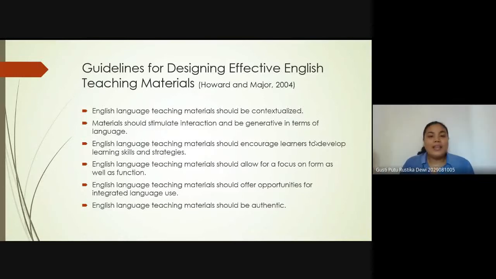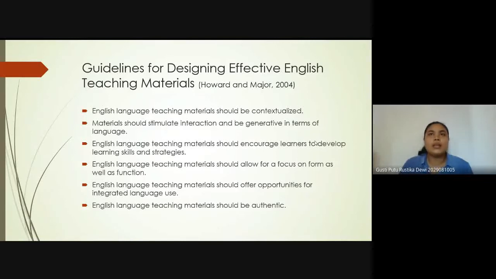The fifth guideline is that teaching material should offer opportunities for integrated language use. It means that the teaching material should be designed in order to integrate the language skills. So it is not only focused on productive skills or receptive skills only, but it integrates those two types of skills. The next guideline is English language teaching materials should be authentic.